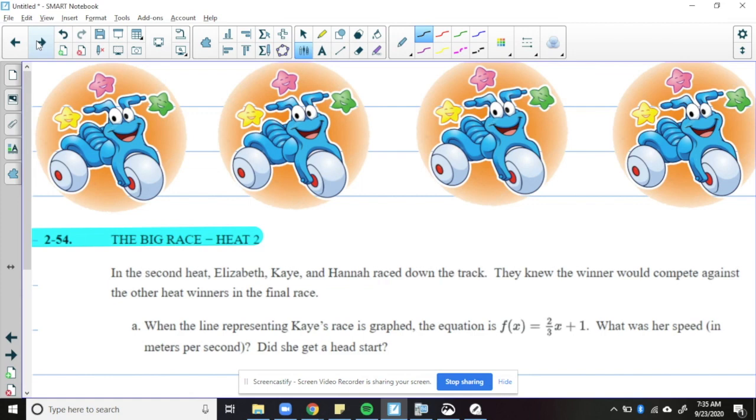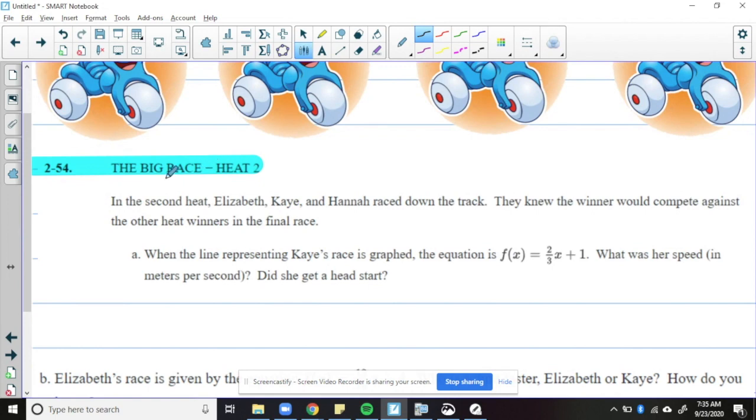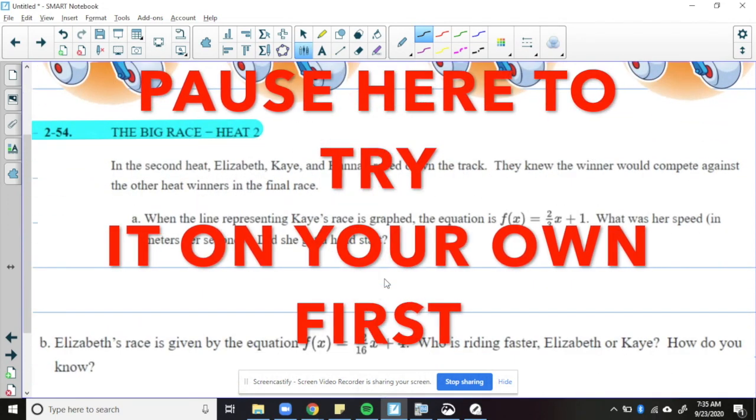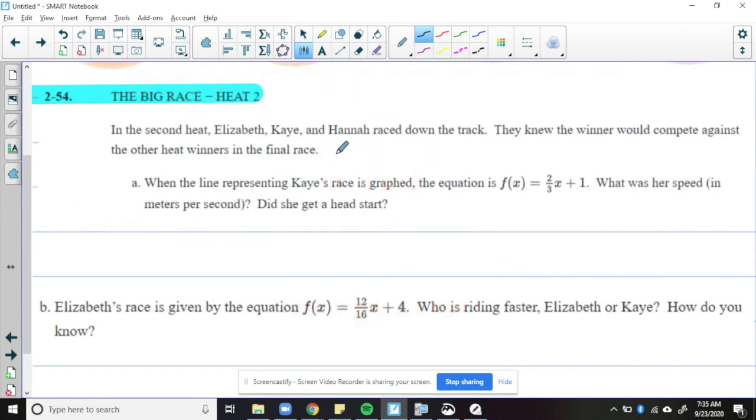All right, we're going to go over number 54 in our textbook, which is heat 2 of our big tricycle race. In the second heat, it's Elizabeth, Kay, and Hannah who are racing down the track. They knew the winner would compete against the winner from yesterday. So let's talk about K's.